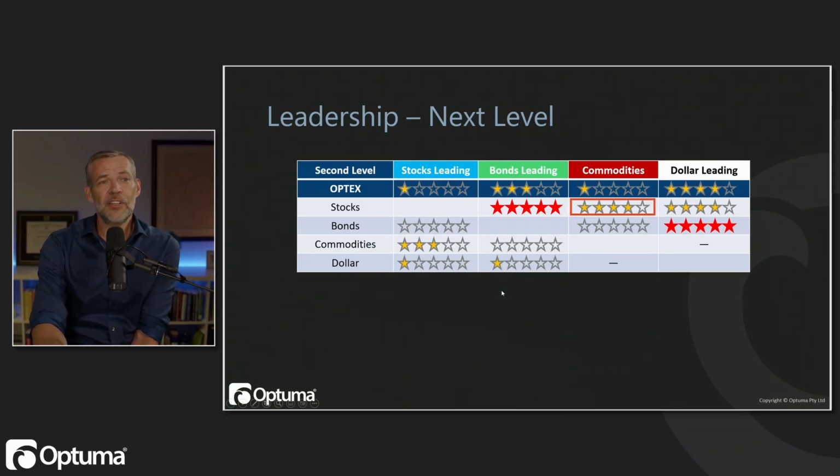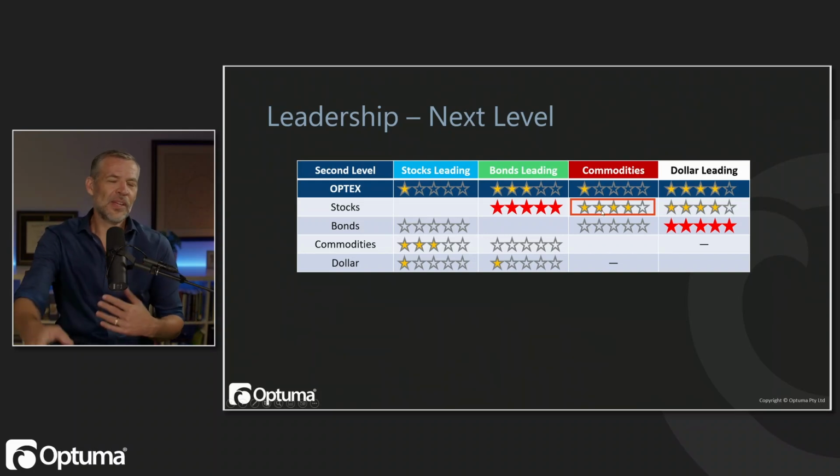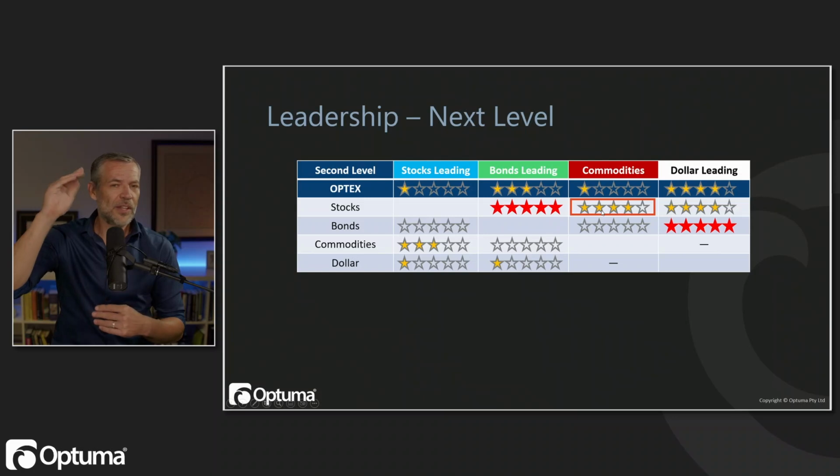What was very interesting to me was immediately here. When commodities were leading and stocks were in second place, we actually had a 4-star rating, which I would not have expected. It's really interesting as these sorts of things happen. So commodities are number one, outperforming everything else, but stocks is now outperforming the dollar and bonds, and we get a 4-star rating.